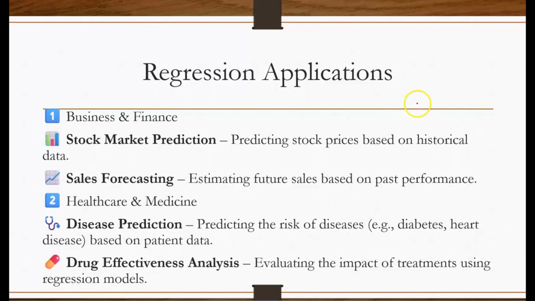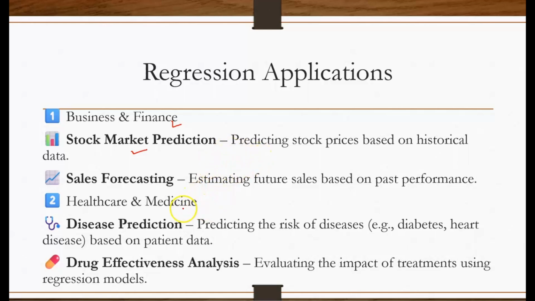Then we can see some applications of regression. The best example is in business and finance. Today all the stock trading is AI powered. So the first example is stock market prediction based on historical data, and sales forecasting, for example, supermarket sales, e-commerce, shopping, etc. Everything can be estimated based on past performance. That is one important example.